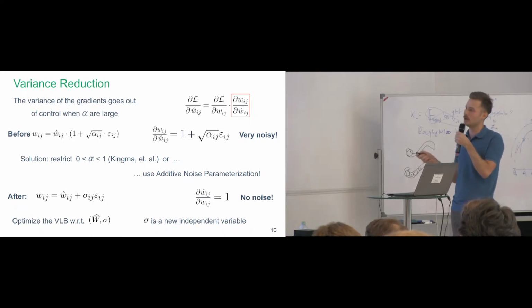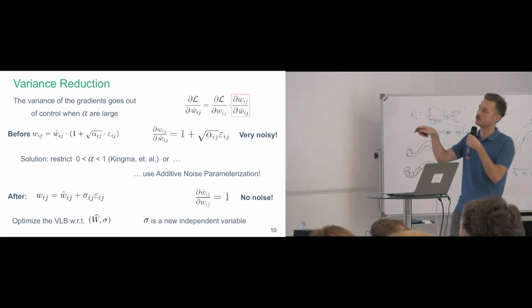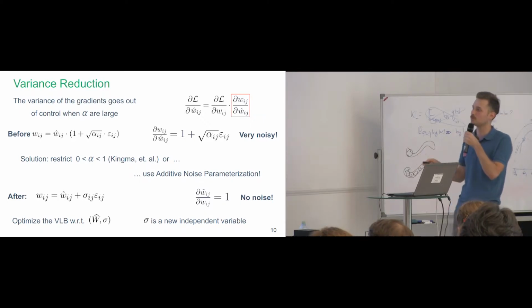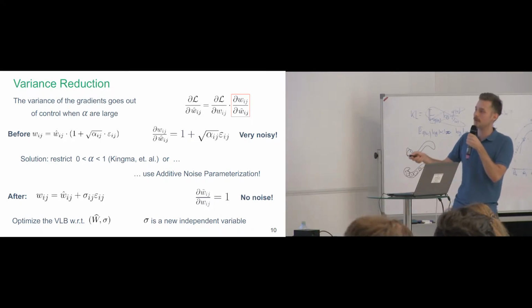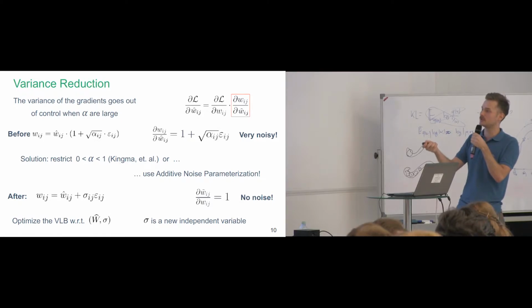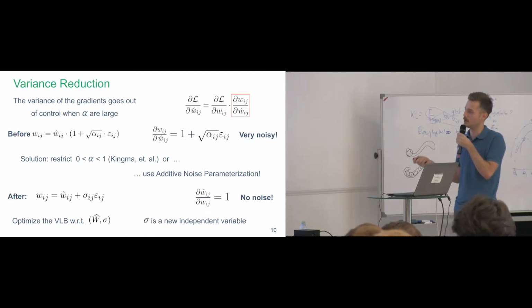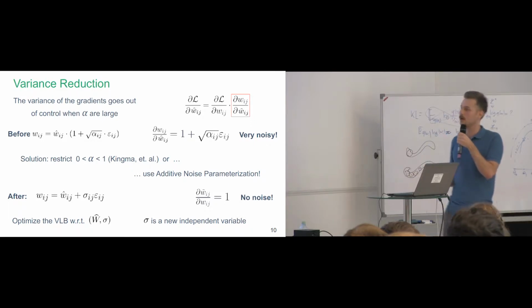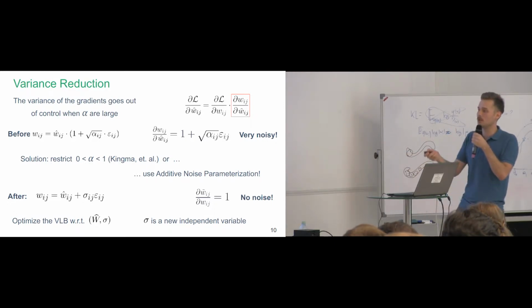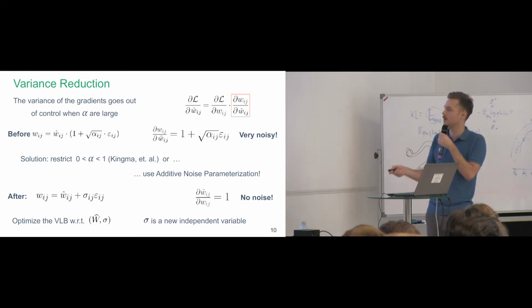And the solution is to use another parameterization of our network. Instead of using the mean and the value alpha, some strange value actually, for the normal distribution, let's take some more natural parameters: the mean, also, and the standard deviation sigma ij. If we take the partial derivative with respect to W hat ij, we'll see that there is no noise here. So we can set it to any value if we have an appropriate learning rate. So now we need to optimize our ELBO with respect to W hat and sigmas. Sigma is a new independent variable.